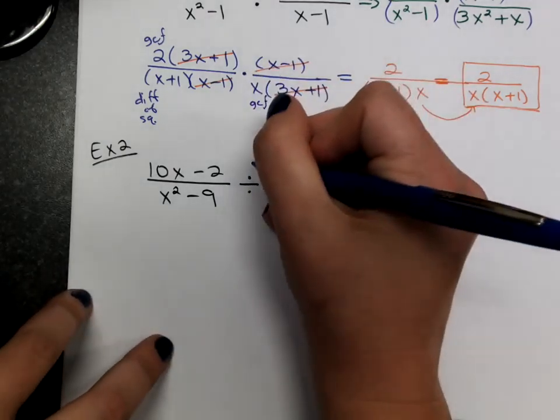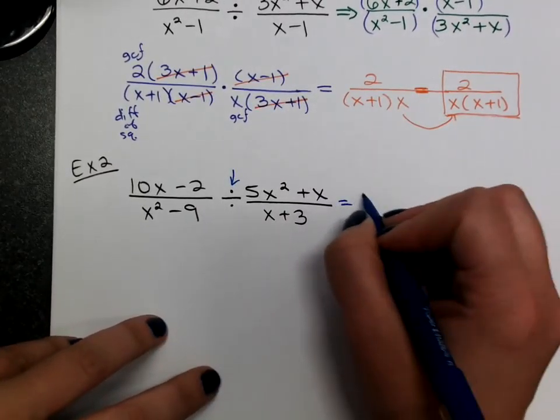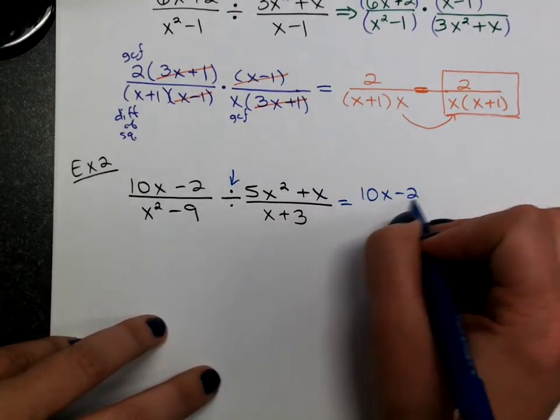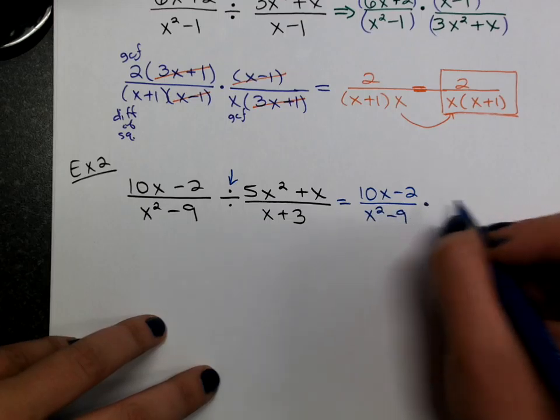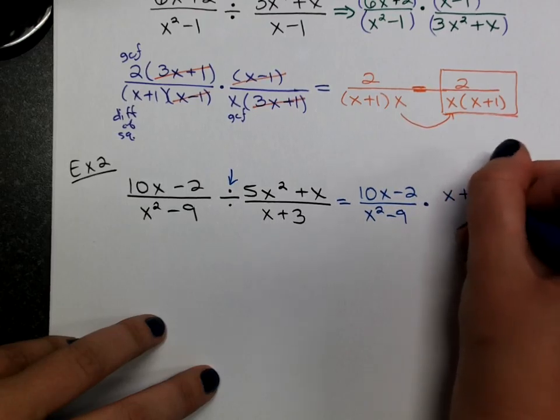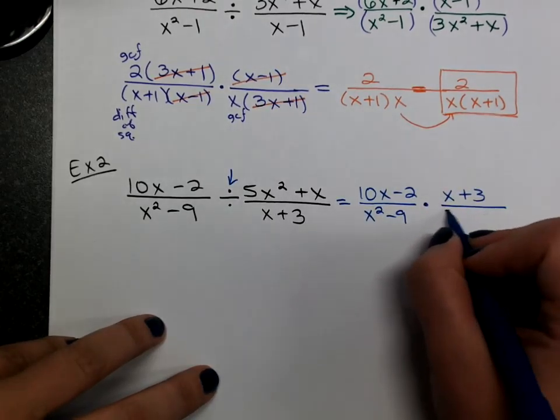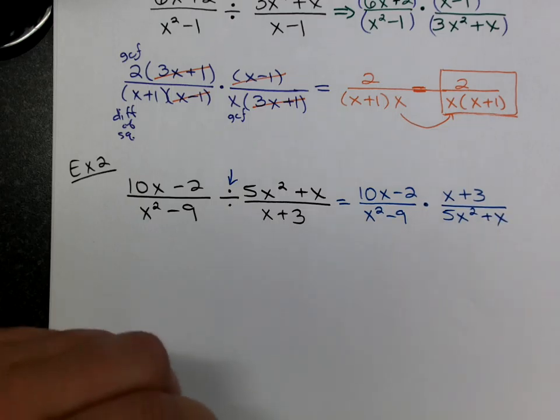So as soon as I see that division symbol, I'm going to keep, change, flip. So it's 10x - 2, nothing changes here. Change that division symbol to multiplication and then flip the second fraction. x + 3 on top, 5x² + x on the bottom.